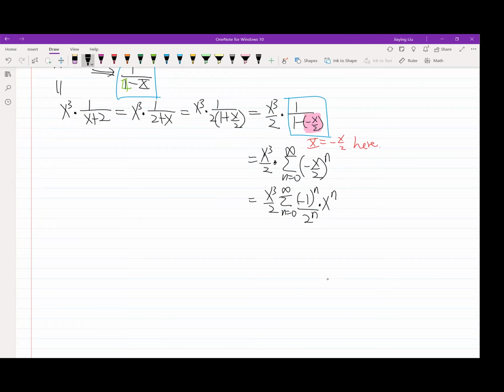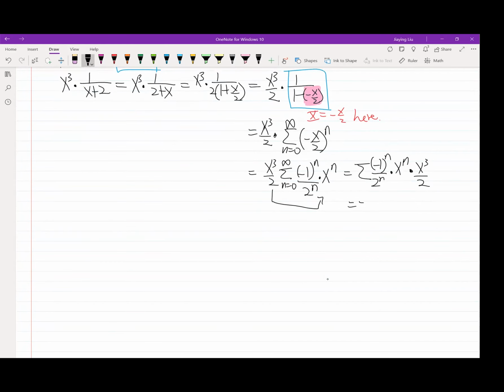So that's pretty good, right? We're getting close to the end. But because we have x cubed over 2 in front of the sigma, we can actually bring it inside the sigma. So that will become sigma negative 1 to the n divided by 2 to the n times x to the n. Then we're going to multiply by x cubed over 2, the one that we had in front of the sigma. Now we put it inside.